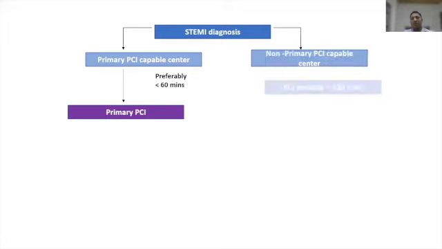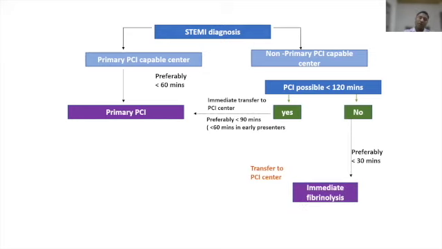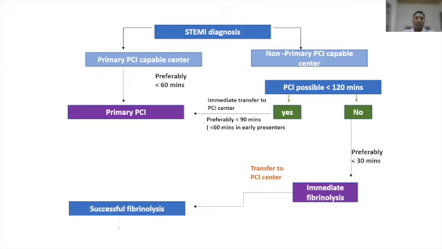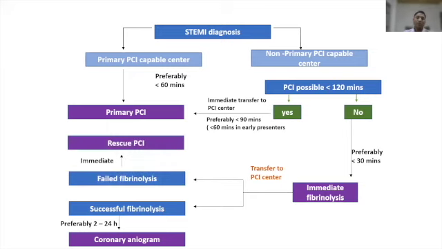So this is what you have seen. This patient came to Ratnapura Hospital, which is a non-PCI capable center. They gave fibrinolytic treatment within 30 minutes of admission. Then if thrombolysis is successful, you should transfer the patient for angiogram, but leisurely, that means 2 to 24 hours. You can take the time to define the anatomy, and if necessary, you may perform the interventions. But in this case, it's a failed medical thrombolysis, so that patient is going to go for rescue PCI immediately, preferably within the next 120 minutes.